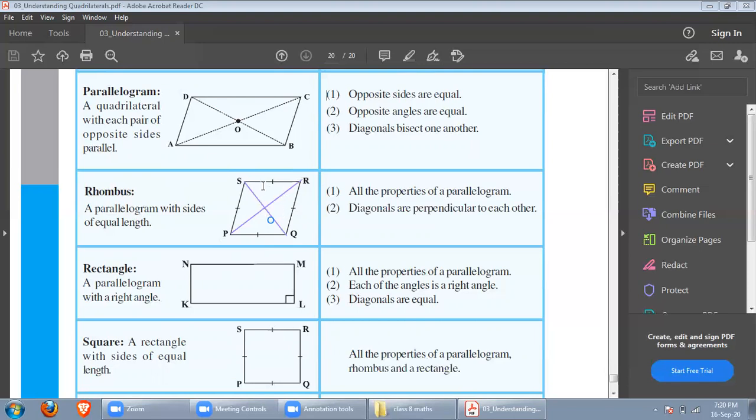So all the properties of a parallelogram will also be in a rhombus, but with one additional property where the diagonals are perpendicular to each other. What does it mean? It means that this angle will be 90 degrees. Okay? This angle will be 90 degrees. So this being 90 degrees, all will be 90 degrees because they form a linear pair. So this will also be 90 degrees.